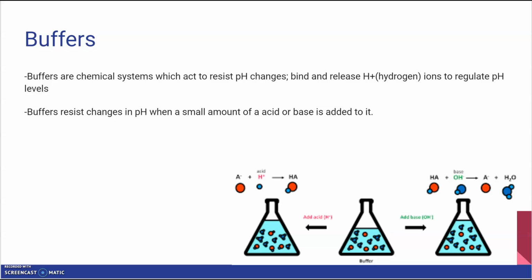Lastly, buffers. Buffers are chemical systems which act to resist pH changes. They bind and release H+, which is hydrogen ions, to regulate pH levels. Buffers resist changes in pH when a small amount of acid or base is added to it. And that is all.